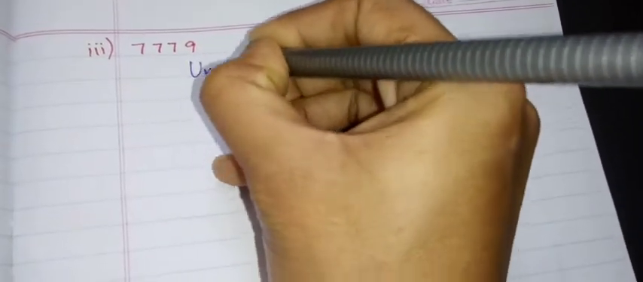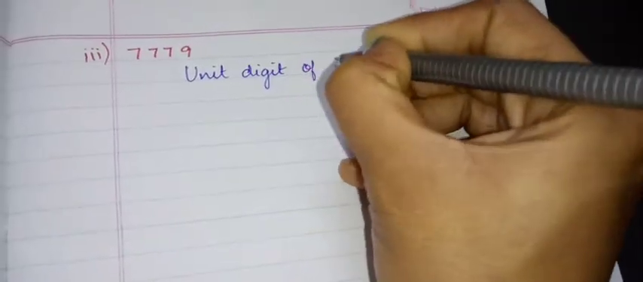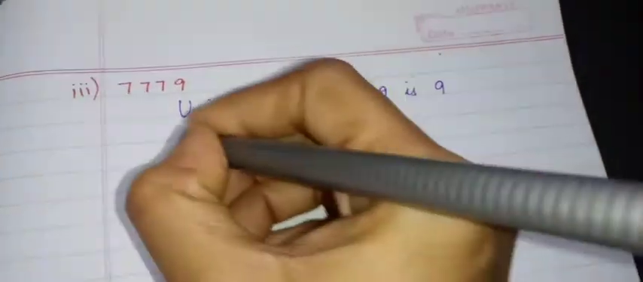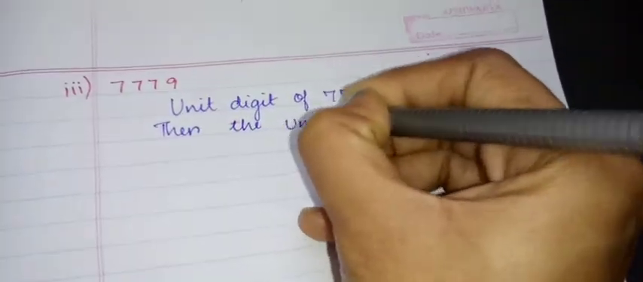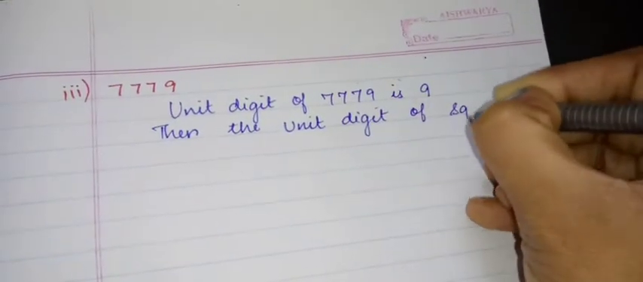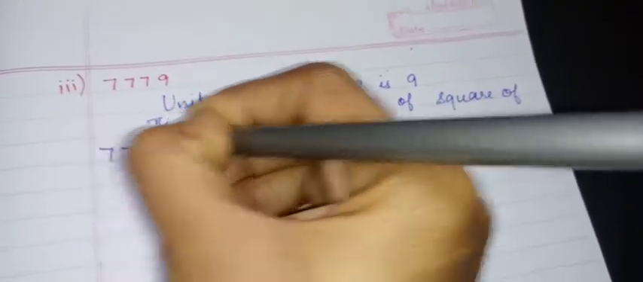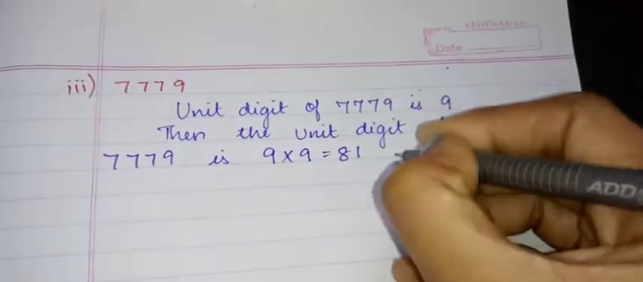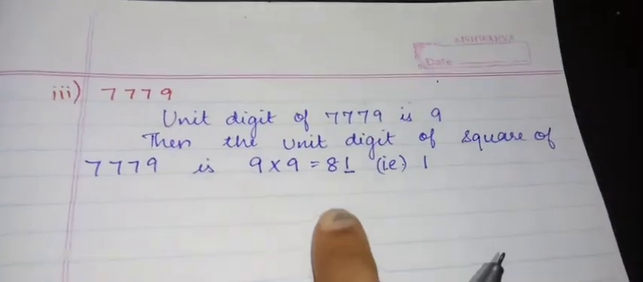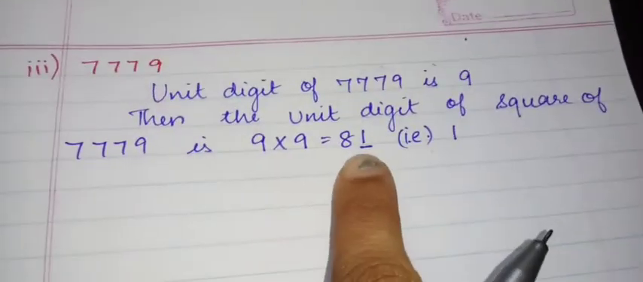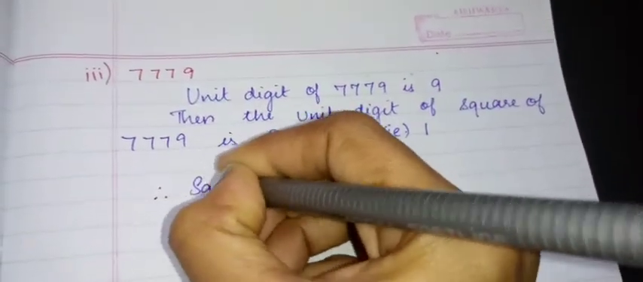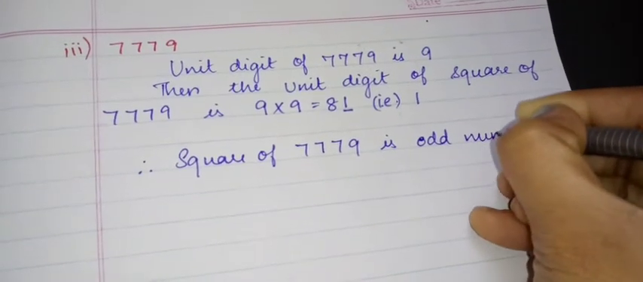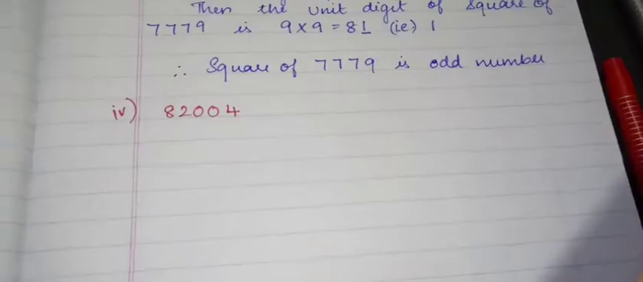Okay, 7779. So what will you do? The unit digit of 7779 is 9. Yes. What is the value in the ones place? 9. Then the unit digit of the square of 7779 is 9 into 9, because 9 is in the last place. 9 nines are 81. What is the last digit? 1. Okay, because 9 nines are 81. So the unit place is 1. Therefore, the square of 7779 is an odd number. Is it correct? Yes.